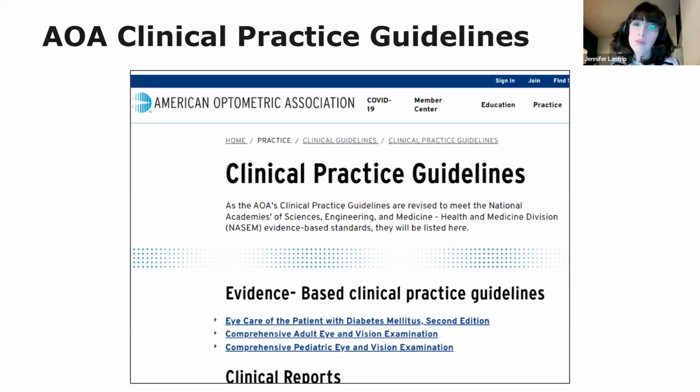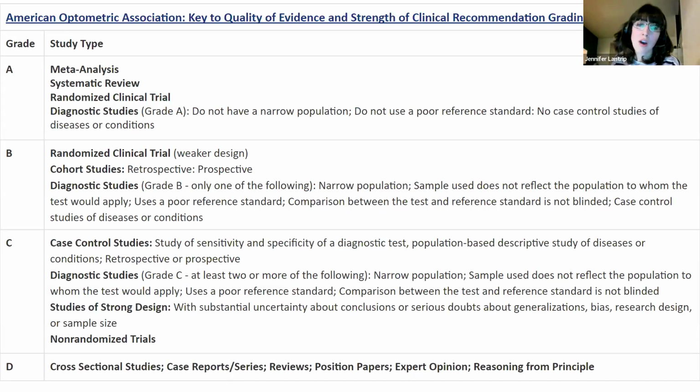During this course, you'll also become familiar with the AOA clinical practice guidelines and the evidence they're based upon. However, we'll look at foreground resources and how to look at the latest evidence yourself. The AOA's clinical practice guidelines offer a grading system for evidence. Generally, studies with strong designs are grade A.